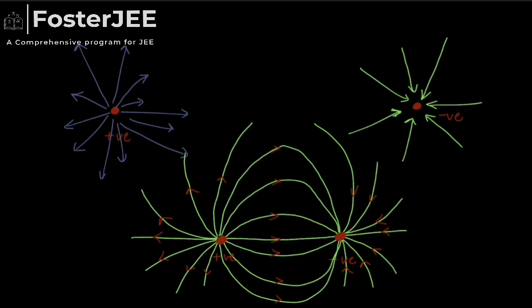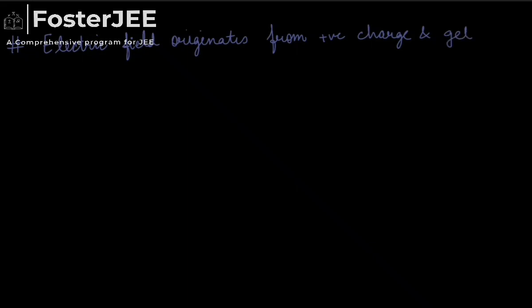Now we'll move forward. We can write, first point: electric field originates from positive charge and gets terminated onto negative charge.